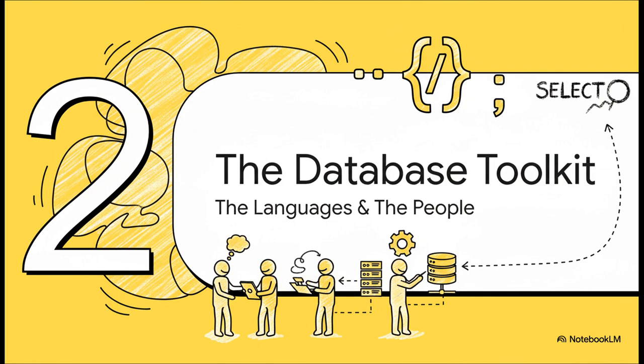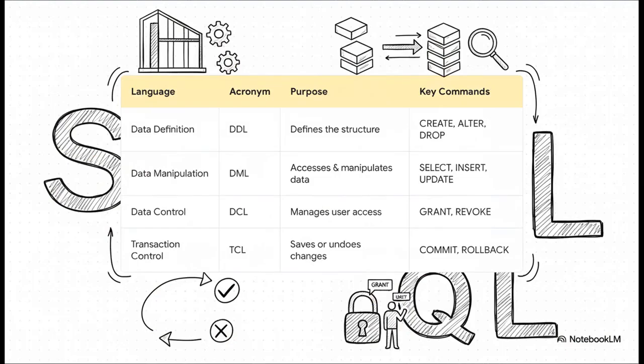Okay, we've got the blueprint. Now let's look at the toolkit. Section 2 is all about the languages we use to talk to the database and the different kinds of people who are doing the talking. You've probably heard of SQL, right? Well, it isn't just one language. It's more like a bundle of 4 mini-languages.